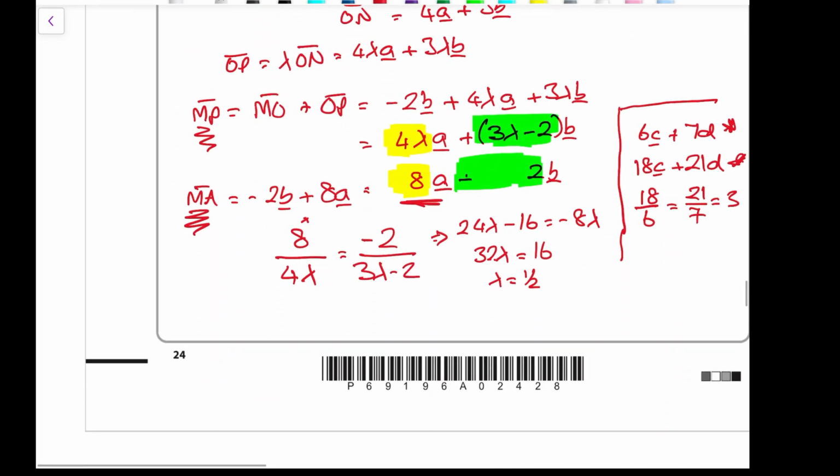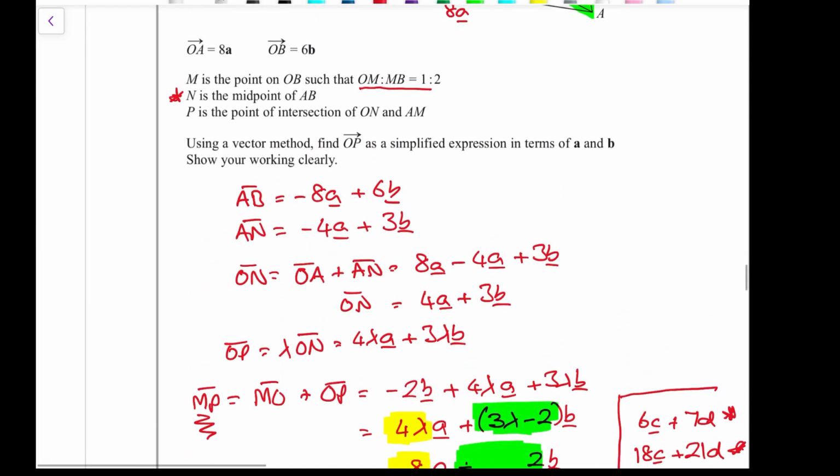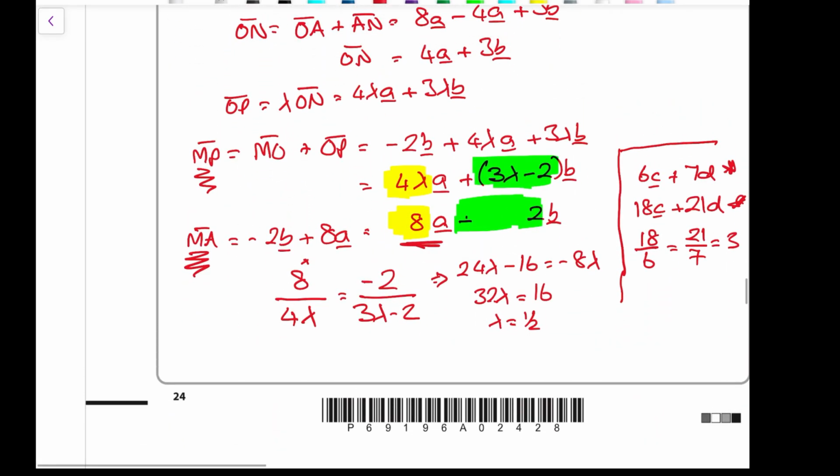Now we need to go back and make sure we've answered the question. The question says, using a vector method, find O to P. It doesn't say find lambda, it says find O to P. So I'm going to go back to my O to P, which is here. I'm just going to highlight it for you here. So there's my O to P. I'm going to put a half instead of the lambda. So therefore O to P equals 4 times a half, which is 2, equals 2A, plus 3 times a half, which is 3 over 2, times B.